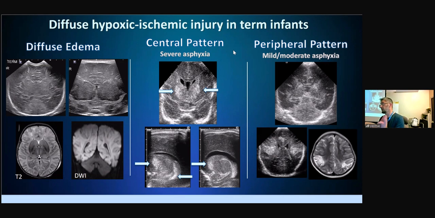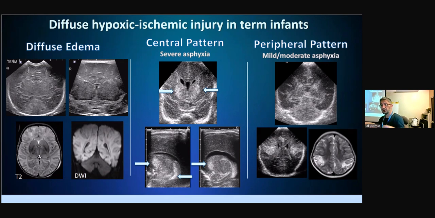And in HIE, there are 2 patterns, right? Central pattern and peripheral pattern. In the central pattern, we see infarction in the deep structures, as you can see here in the globus pallidus and thalami, and this is when there is severe asphyxia. And on the ultrasound, we can detect them. When there is mild to moderate asphyxia or hypotension, we see the peripheral pattern. In the peripheral pattern, MRI usually shows the findings. We sometimes see some edema, or very rarely parenchymal changes, but the findings on ultrasound are usually delayed, and we usually don't see much.